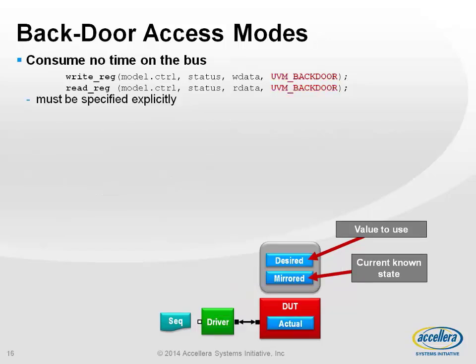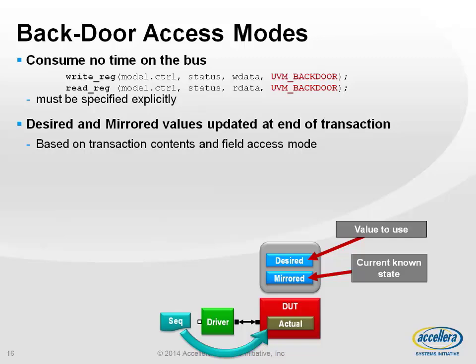Backdoor accesses look exactly the same, except we specify UVM_BACKDOOR. Here we go around the driver and directly into the register, so we're not simulating any time on the bus. All we're doing is using VPI, or whatever mechanism your simulator uses, to set those values. But the desired and the mirrored values still get updated at the end of the transaction. So as far as the register model is concerned, the only difference between a front door access and a back door access is the amount of time that occurs on the bus. We're still keeping the desired and the mirrored values in sync.